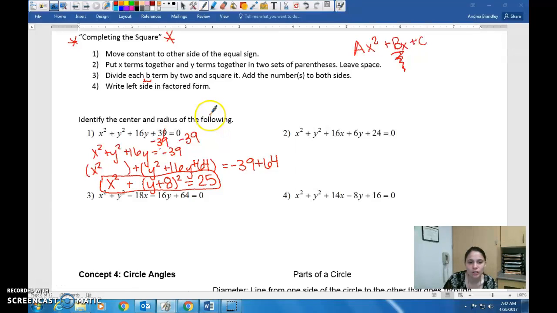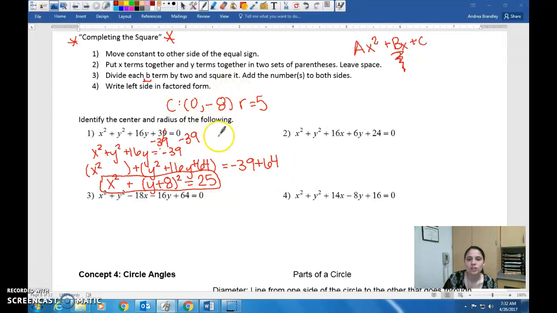So my x term of my center is just 0. And then my y term is a negative 8. And then my radius, well, the square root of 25 is 5. So this process helps us to get it in a form where we can easily see the center and radius.